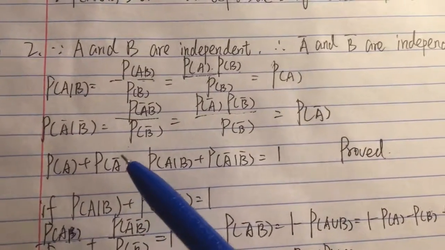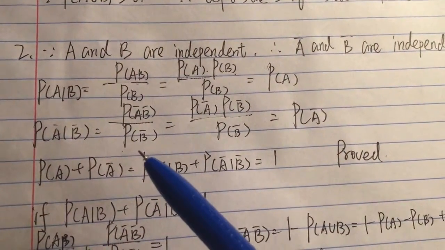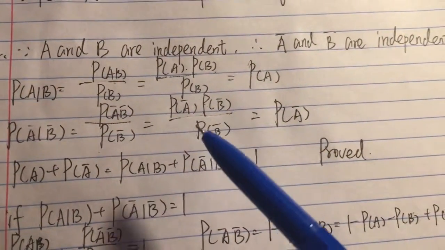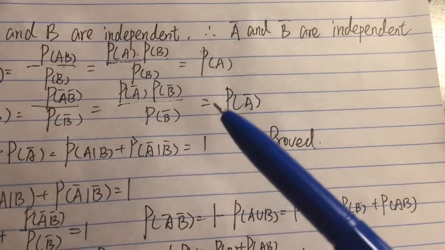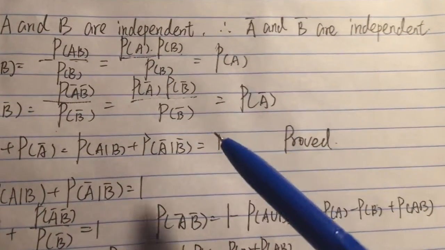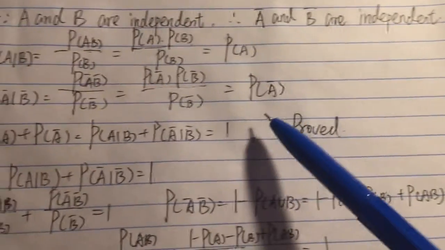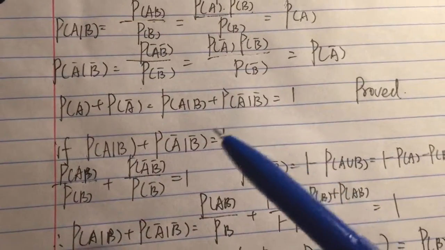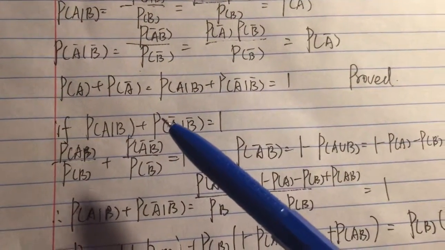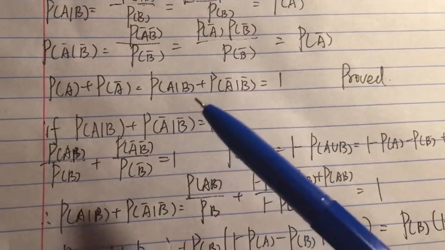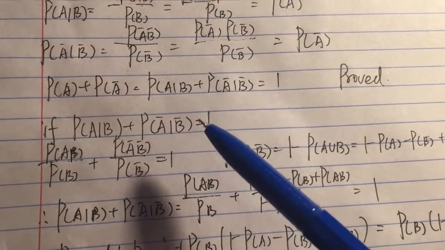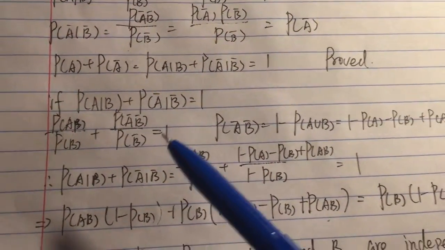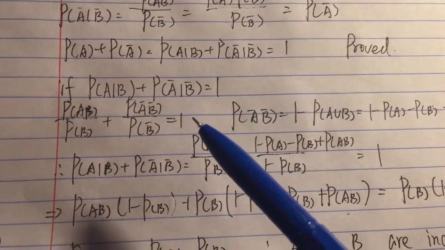So the probability of A given B plus the probability of A bar given B bar equals the probability of A plus the probability of A bar, which equals 1. So it is proved. Conversely, if the probability of A given B plus the probability of A bar given B bar equals 1, we want to prove that A and B are independent.